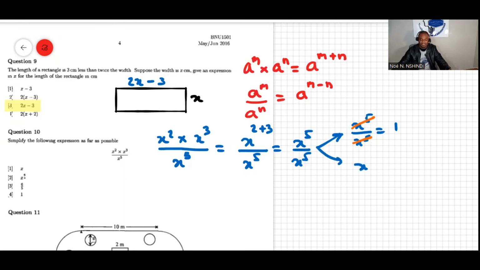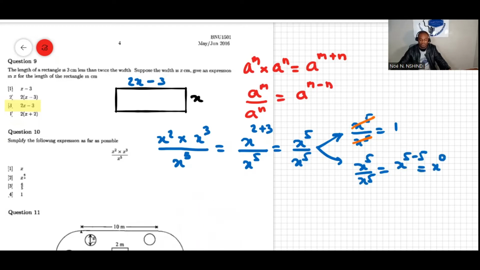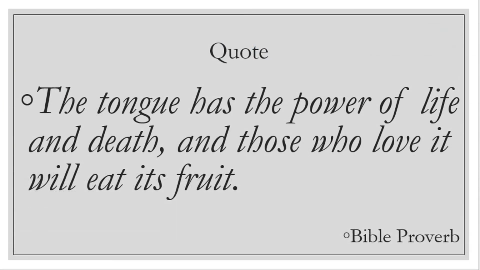That will make x to the power 5 over x to the power 5 equal to x to the power 5 minus 5, okay? And then this is equal to x to the power of 0. Another law says that any number a to the power of 0 is equal to 1. So x to the power of 0 is equal to 1. So the correct answer here is just answer 1. Next.